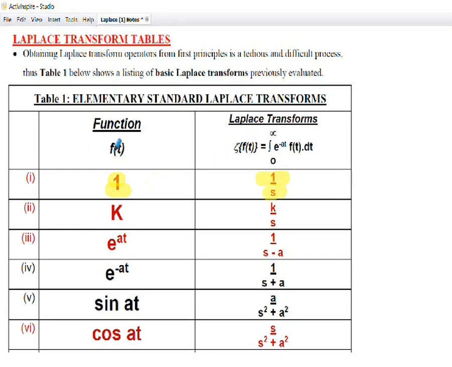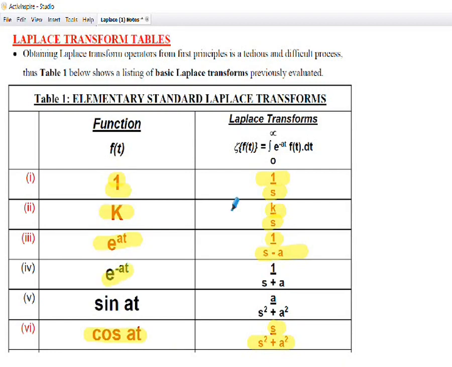So when we had a function of t being unity, 1, the Laplace transform was 1 upon s. When the function of t was k, we've shown that the Laplace transform was k upon s. When our function of t was e to the at, the Laplace transform is 1 over s minus a from the derivation, and then the lengthy derivation for cos at showed us the Laplace transform is s over s squared plus a squared.